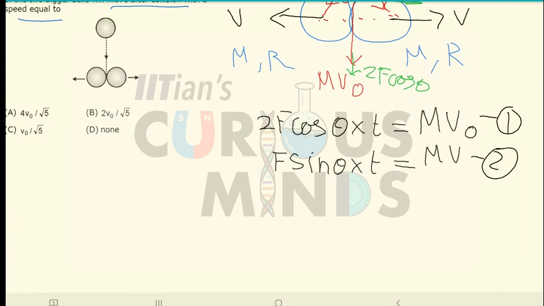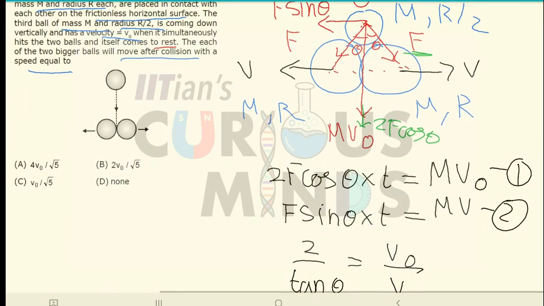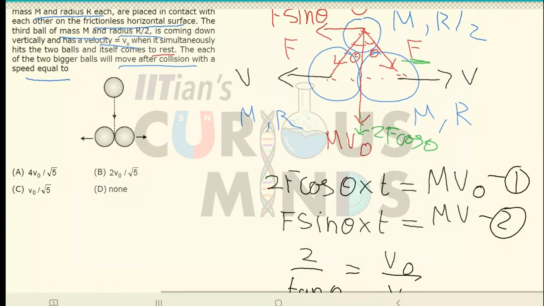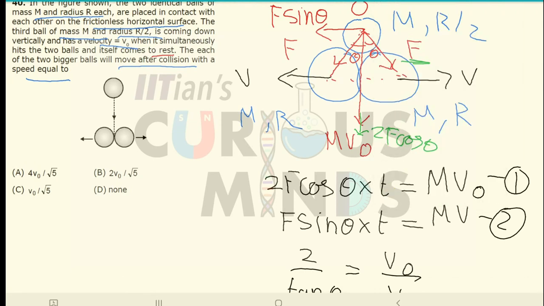When I divide both of them, 2 divided by tan theta will be equal to v naught divided by v. I will use this later. I only want to find out the value of tan theta, then I will get the relationship between v and v naught. Now if I draw the triangle again, taking this point as O, this point as A, and this point as B, it will be the triangle O, A and B.